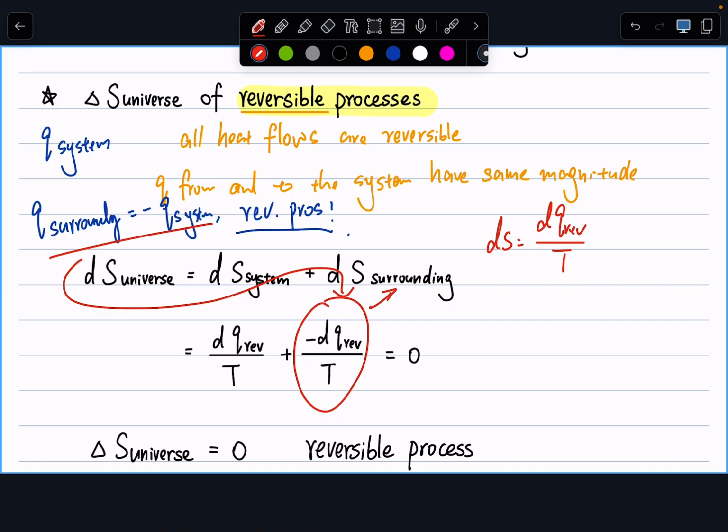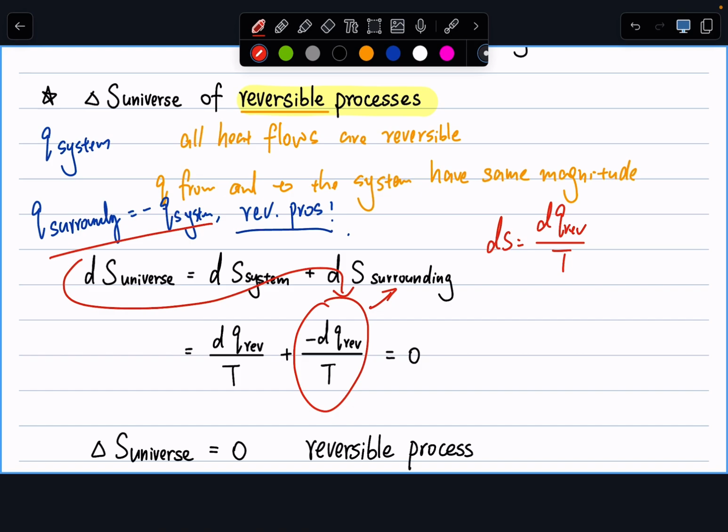The take-home message we're trying to say here is that for an isolated system, or our universe, my delta S always equals 0 if only reversible processes are taking place. This part should be quite intuitive. The overall change of entropy is 0 if only reversible processes are considered. So that's our first part, reversible processes.